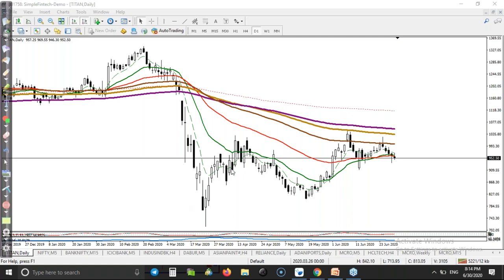These are all our moving averages. These are exponential moving averages: 20, 200, 150, 150 and 20. So basically we apply these moving averages to identify the trend and find the support and resistance.